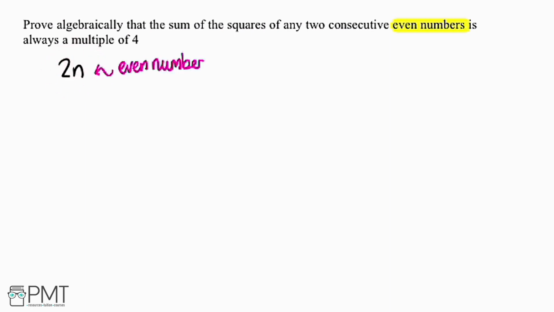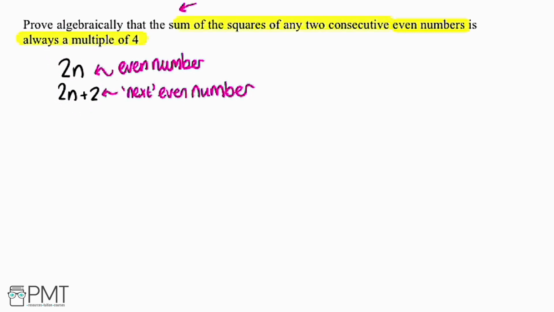If this is an even number, what represents the next even number after that? Well, that's going to be 2n plus 2. So this is an even number. If we add 1, we've now got an odd number. Add 1 again, we get the next even number. Great, so now we've got that defined, we'll have a look back up at the question.